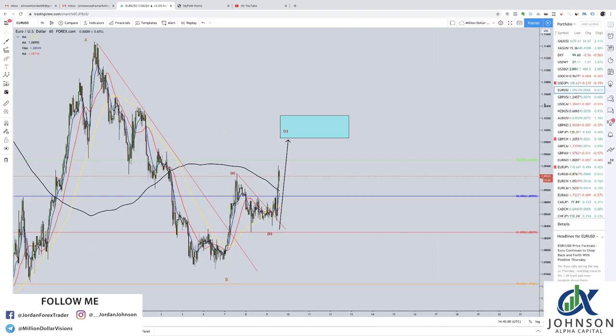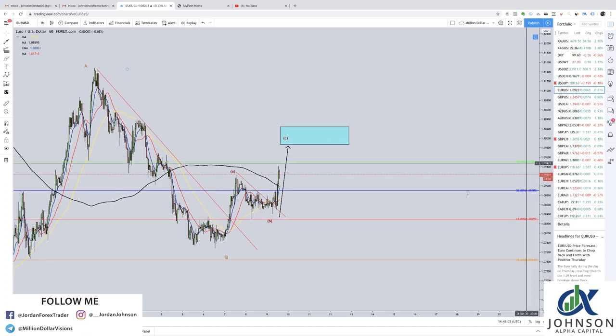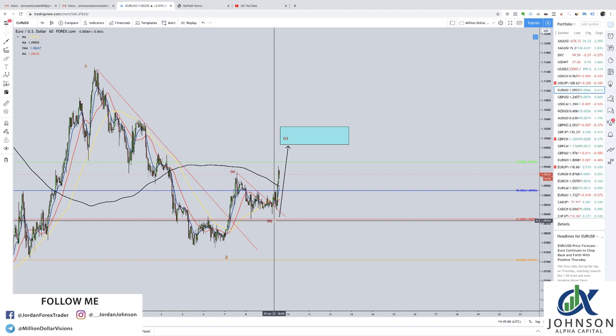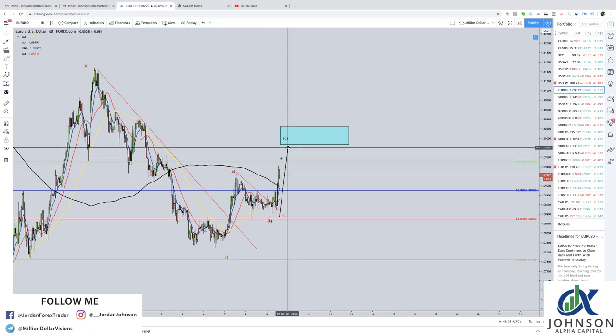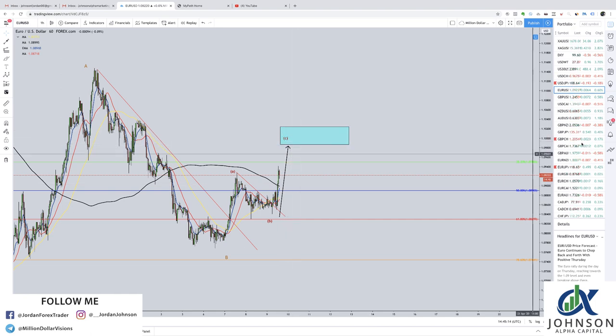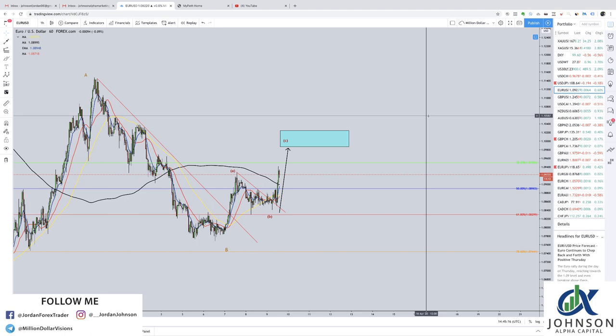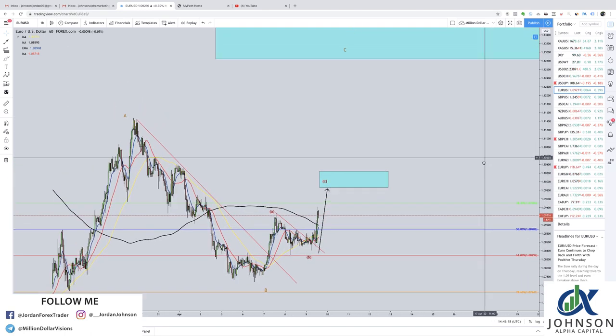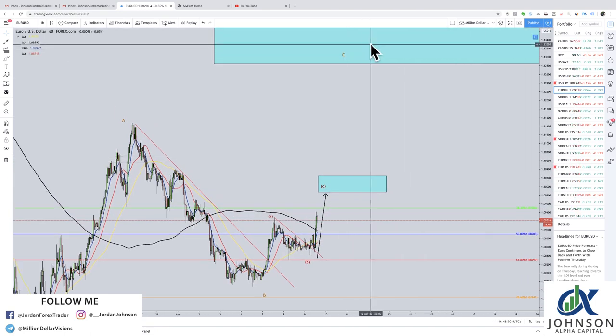Euro dollar, this is a position that I'm currently in. I said on the last few videos that I was looking for this up move in the euro. So as you all saw in the beginning of the video, I do have a position on the euro, pretty decent entry. I am targeting into this blue box. We could go much higher in the euro. I got a higher level blue box up here as well.